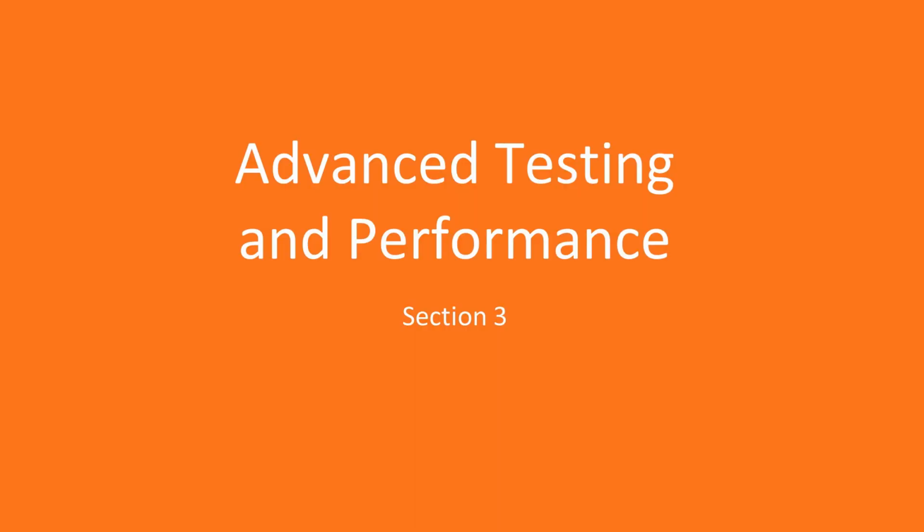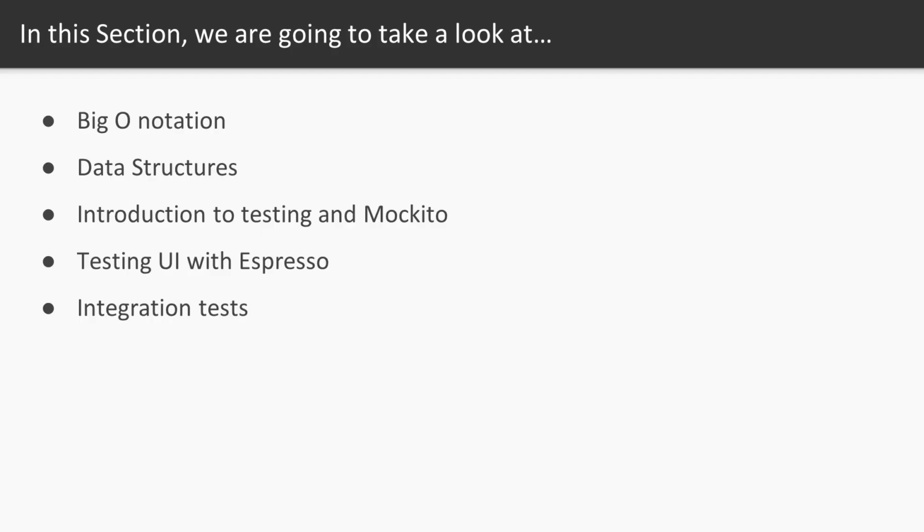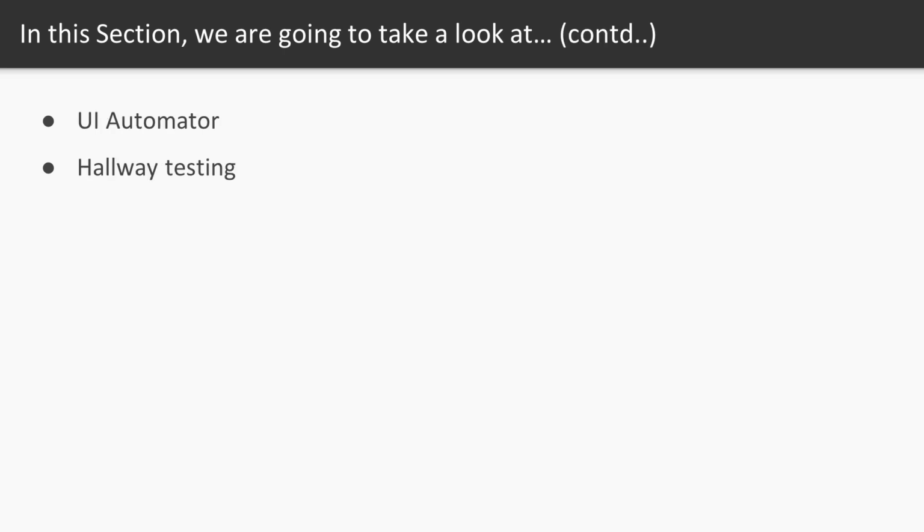Advanced Testing and Performance. In this section, we're going to talk about performance and automated testing techniques on Android. So we'll start off with big O notation and data structures. Then we're going to move on to introduction to testing and Mockito framework. From there, we're going to take a look at the user interface testing with Espresso and integration tests. Finally, we'll cover UI Automator and hallway testing.